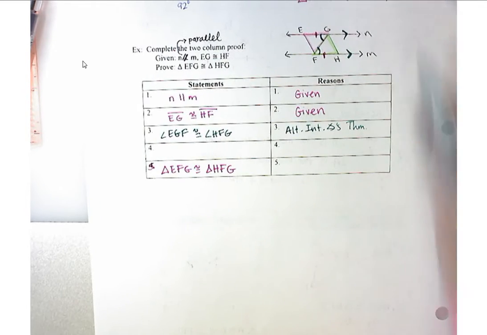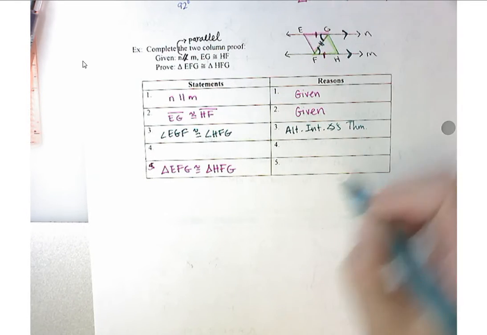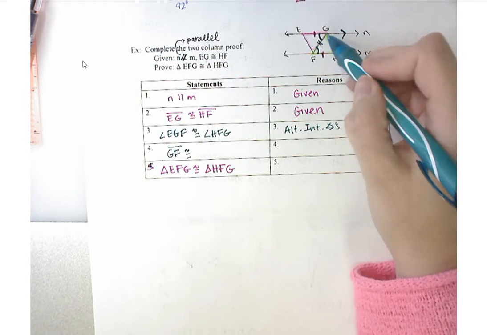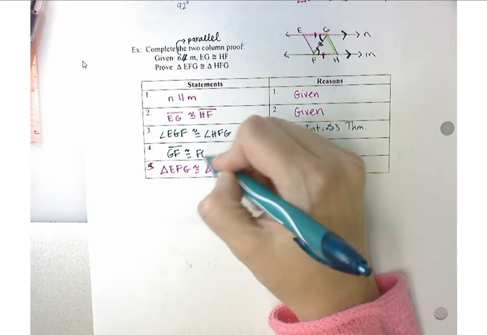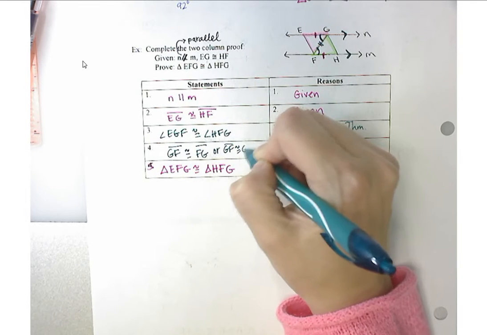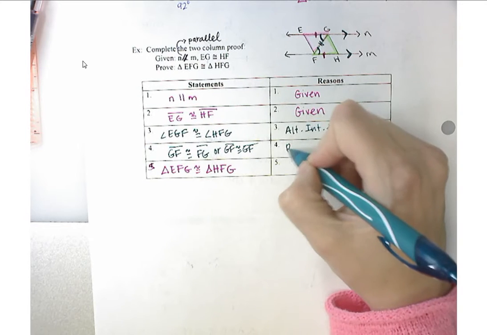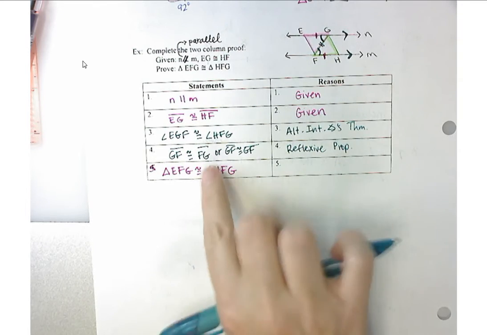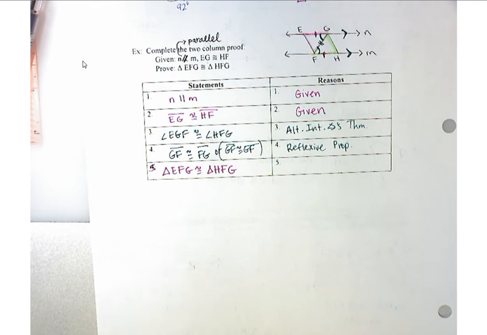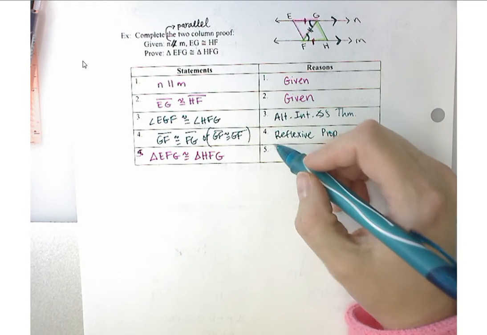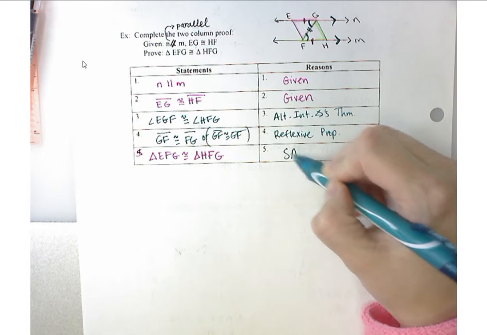Now the next one is what I told you about earlier today. Can you see how these share a side? If they share a side, we can say GF is congruent to FG, since they're kind of backwards, or if you said GF was congruent to itself, that would be fine for this. But that would be the reflexive property. Anytime they share a side, that has to happen. So would it be SAS? Yes, it will be side angle side.